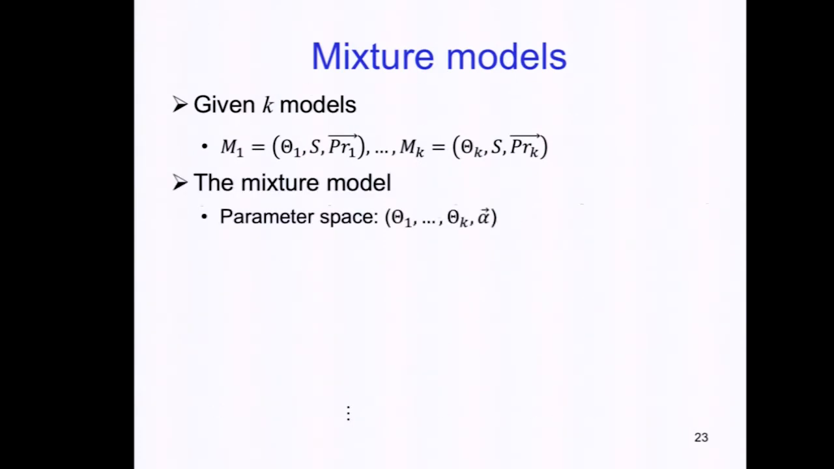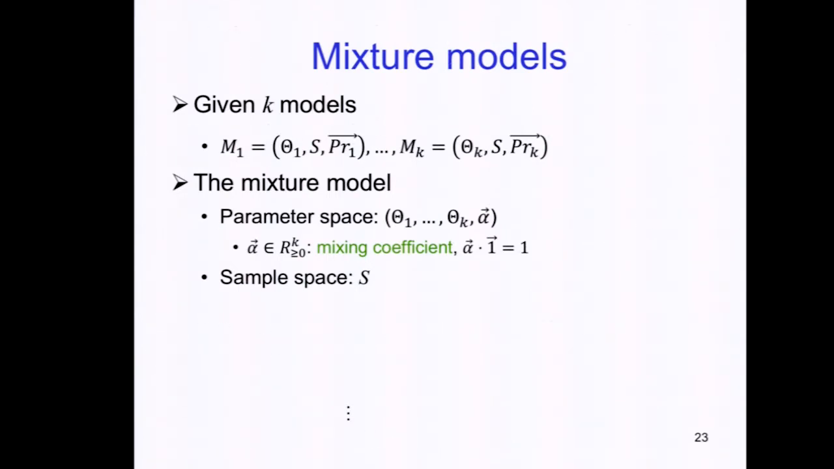The mixture model, we're going to define it in the statistical way, which is specifying the 3 parts. Parameter space, we have 2 parts in the parameter space. The first part is the Cartesian product of the individual parameter spaces of these k models. And the second part is something called mixing coefficients, which is basically k numbers, kind of saying what is the probability that a random data point belongs to one of these models. And the sample space is the same as S, because every model has the same sample space.